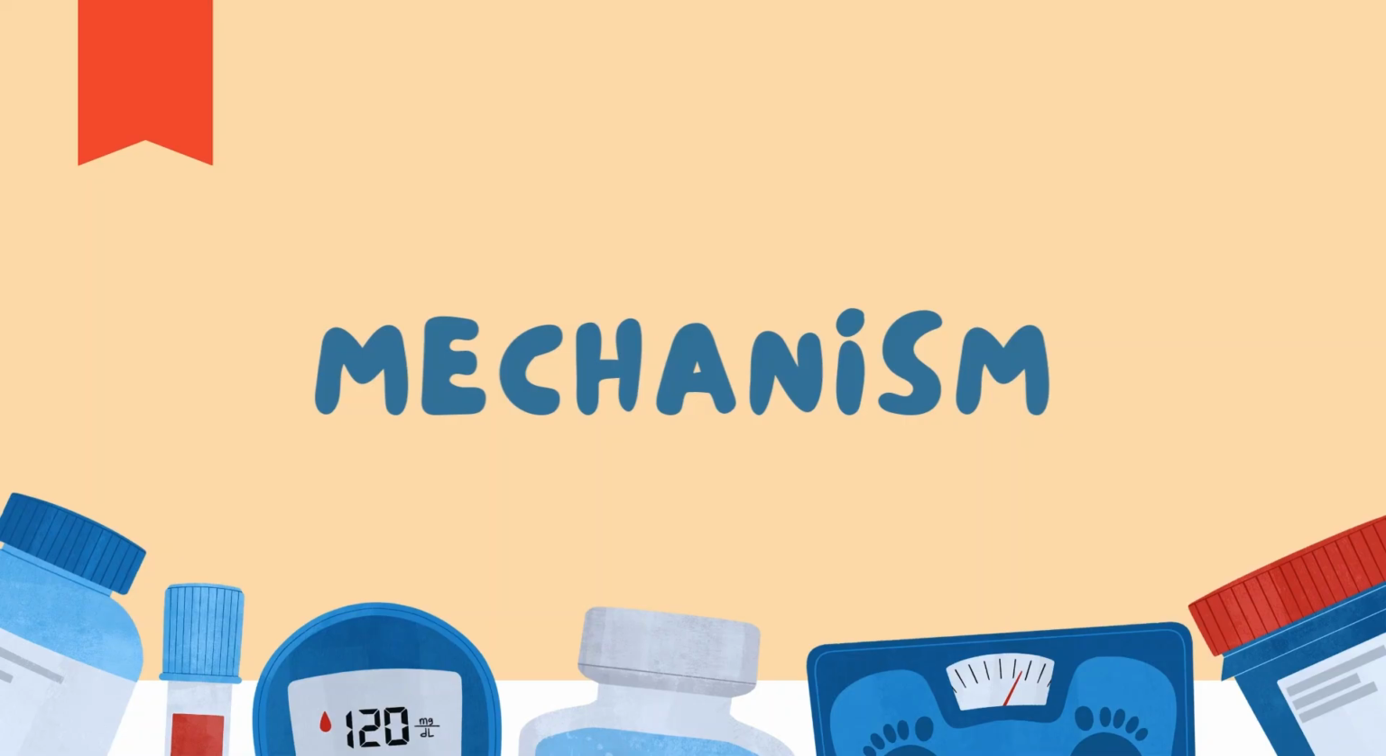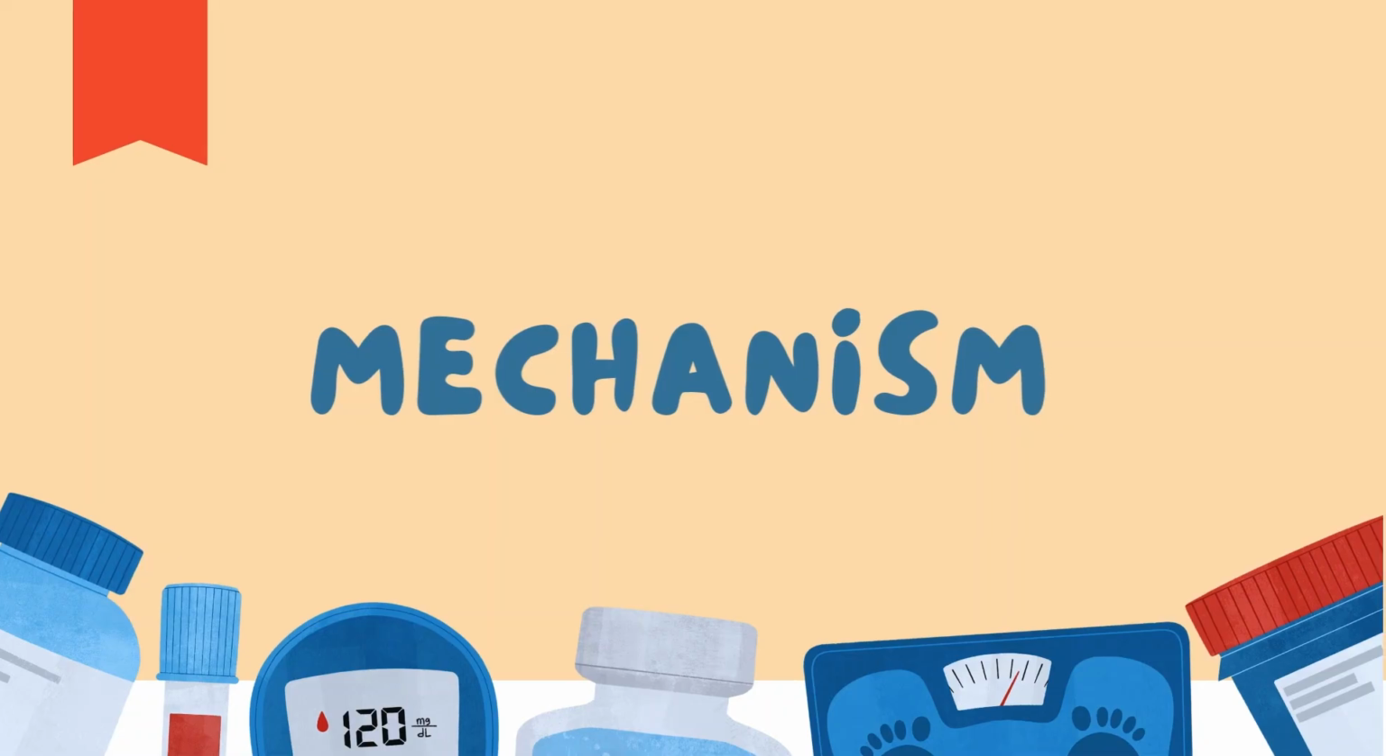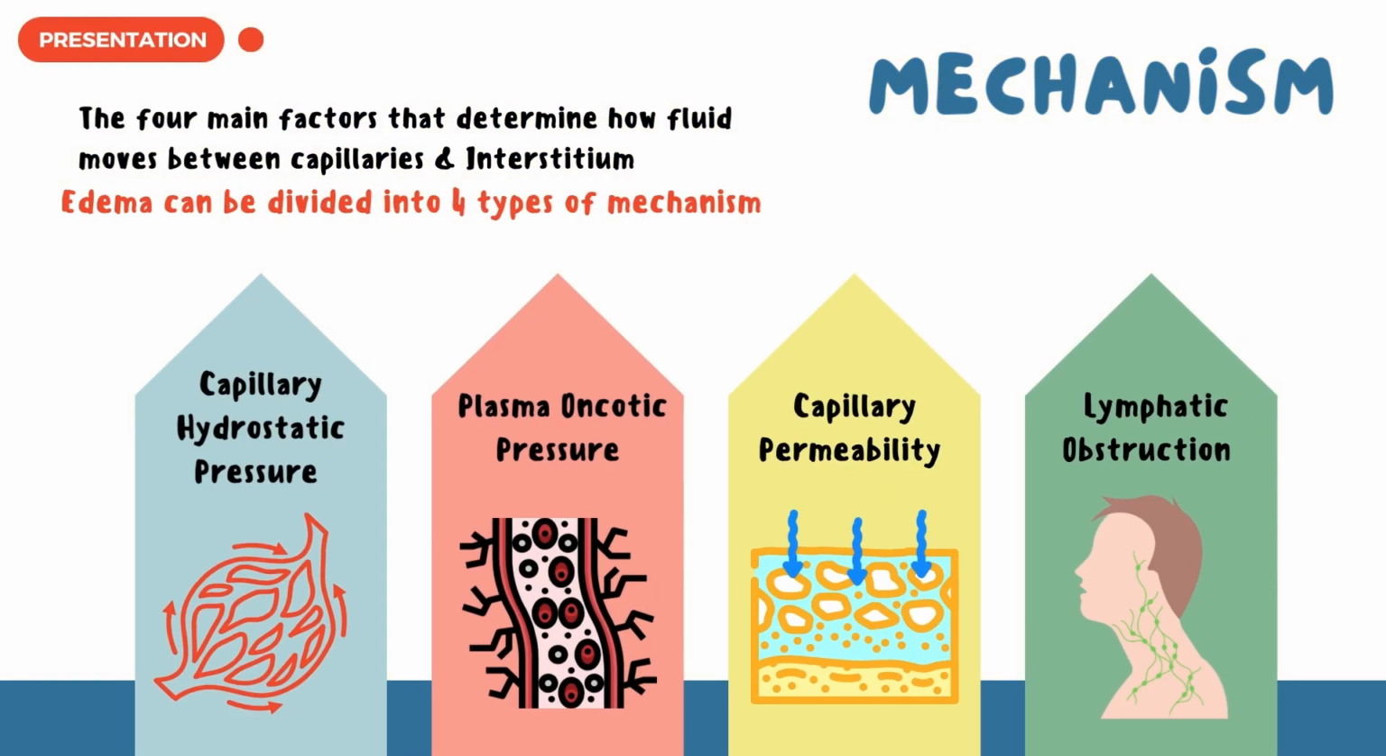Mechanism. To understand more about edema, let's talk about the four main factors that determine how fluid moves between capillaries and interstitium. Edema can be divided into four types of mechanism: capillary hydrostatic pressure, plasma oncotic pressure, capillary permeability, and lymphatic obstruction. Capillary hydrostatic pressure refers to the pressure felt by the fluid in a confined space.